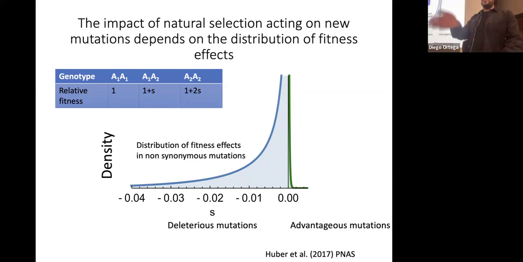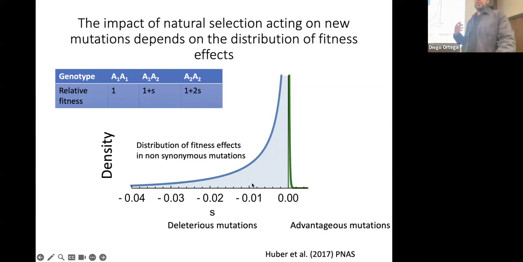or it can be maybe beneficial. And for example, in non-synonymous mutations, what we know is that advantageous mutations tend to be rare, and most of the mutations tend to be either neutral or slightly deleterious, and then you have a fraction of mutations that are strongly deleterious.